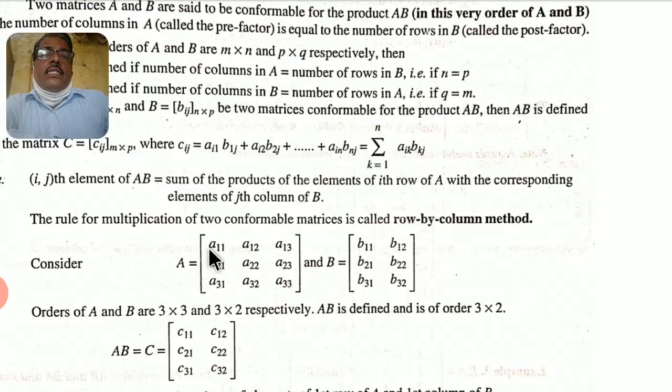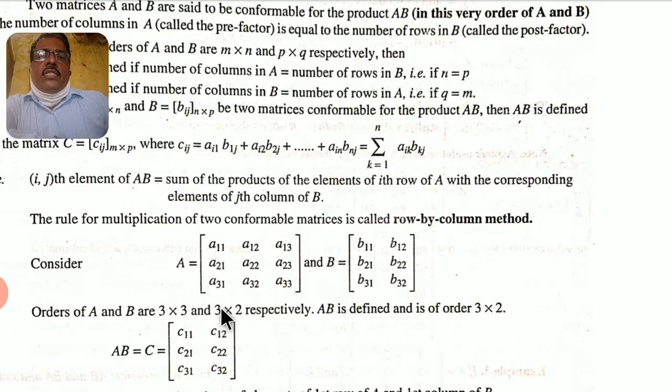Now see here, in this matrix A, the number of rows is equal to 3 and the number of columns is equal to 3. Similarly, in the matrix B, the number of rows is equal to 3 and the number of columns is equal to 2. So it is a 3 cross 2 matrix, and it is a 3 cross 3 matrix. So the number of columns of matrix A is equal to the number of rows of the matrix B. Therefore they can be multiplied, and after multiplication, the new matrix is of order 3 cross 2.